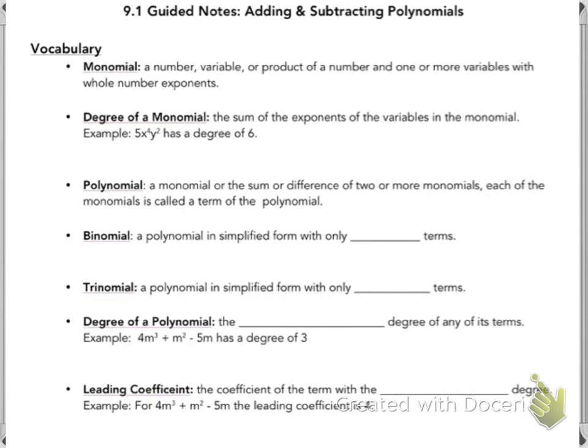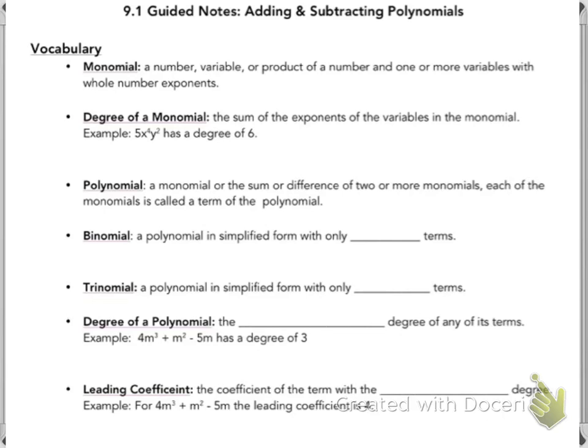This is section 9.1, adding and subtracting polynomials. So there's a lot of new vocabulary. First we have a monomial, which is just a number, variable, or product of a number and one or more variables with whole number exponents.